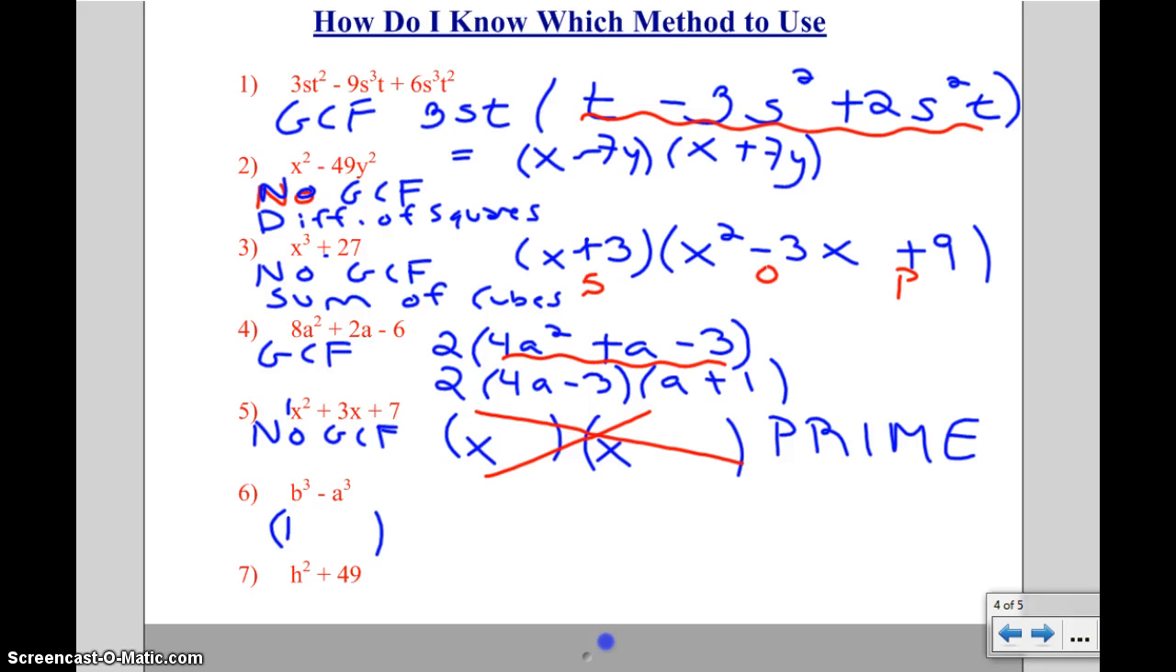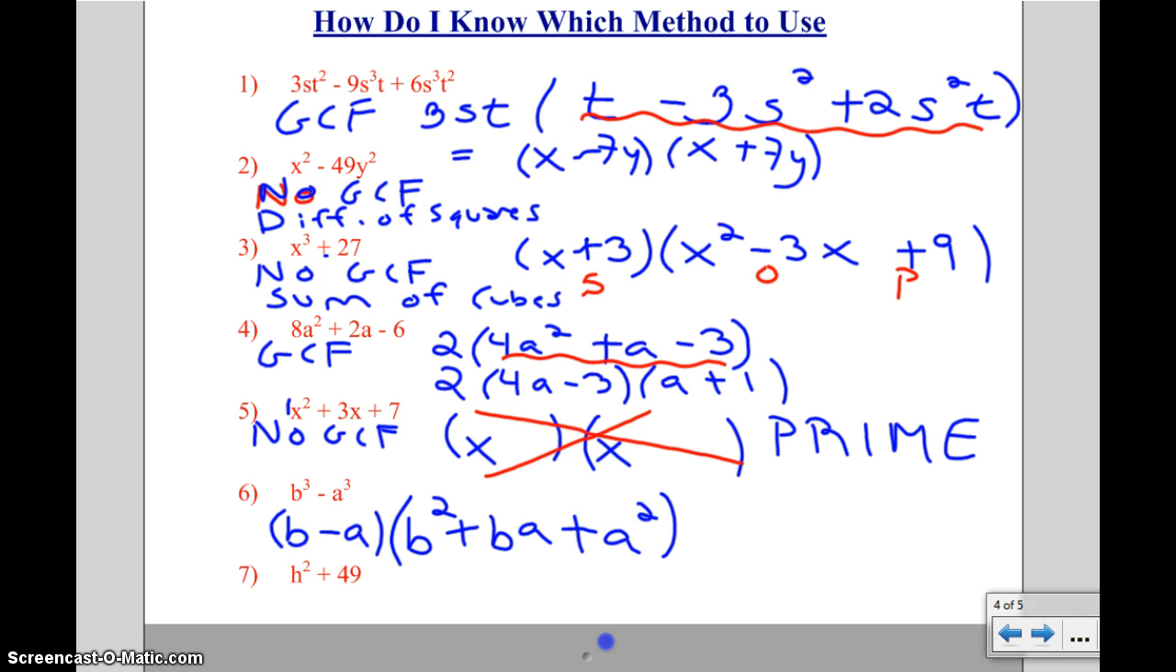So I start with b minus a, and then I take my first one, which is b squared, opposite sign, b times a, positive sign, a squared.